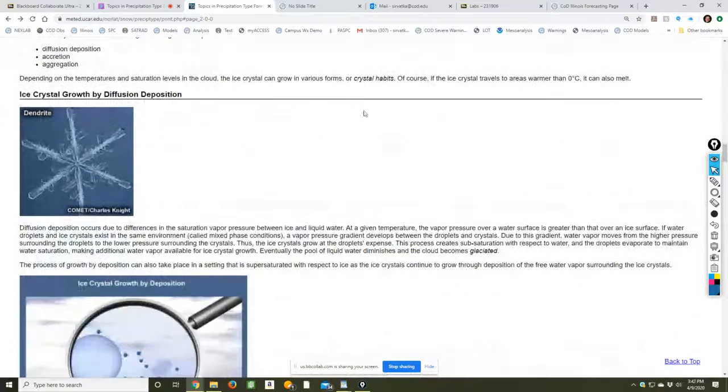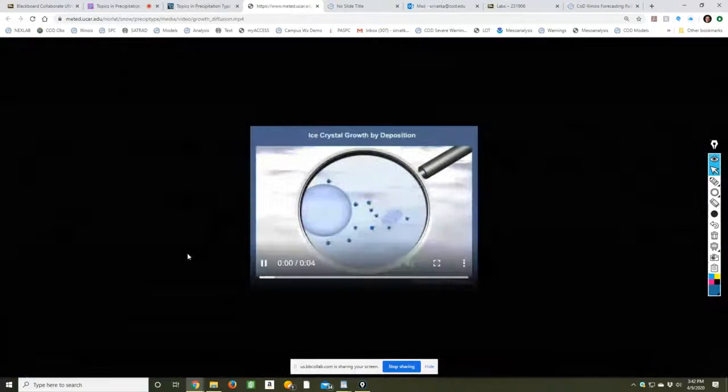Okay? Now, I have a crystal. The crystal is now going to start to grow. How does it grow? Well, the most important thing is this one.